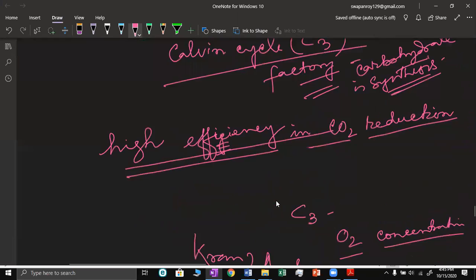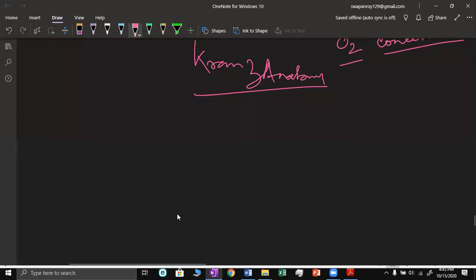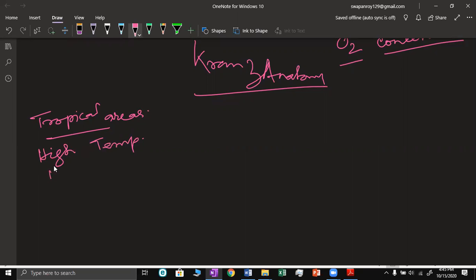So this plant can grow in high temperature, that is in the tropical areas, that is at high temperature, and bright sunlight.